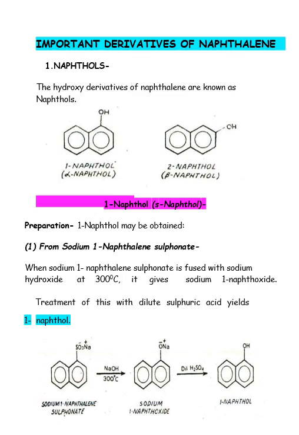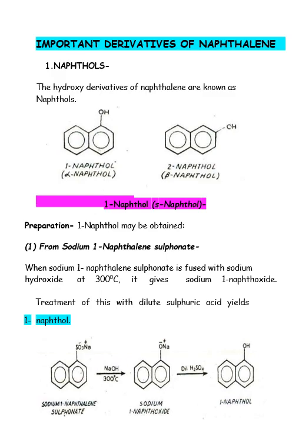Important derivatives of naphthalene. First, naphthol. The hydroxy derivatives of naphthalene are known as naphthols: 1-naphthol and 2-naphthol. These are the structures of 1-naphthol and 2-naphthol. 1-naphthol is also known as alpha-naphthol and 2-naphthol is also known as beta-naphthol. In 1-naphthol, the hydroxyl group is present at the first position and in 2-naphthol it is present at the second position.